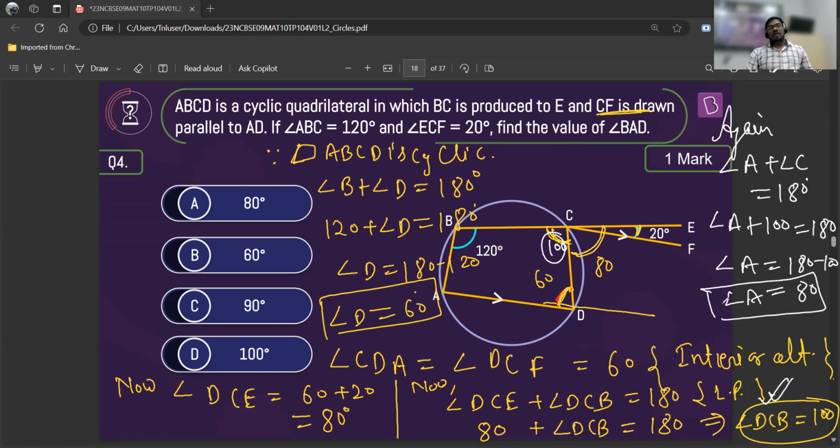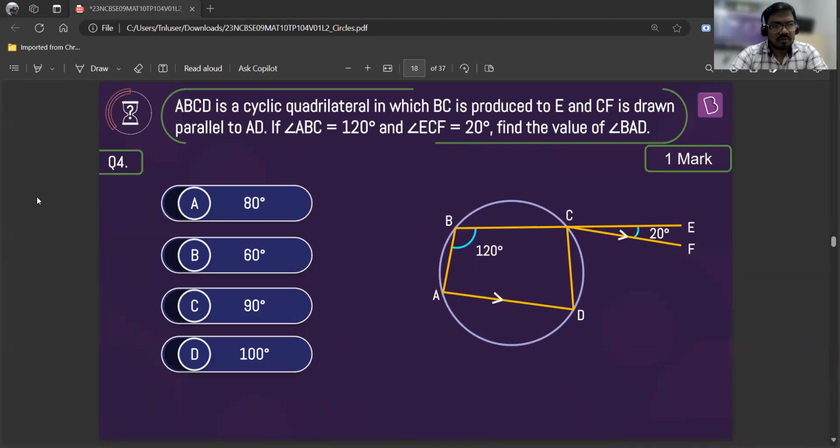So I hope you understood how to find this angle A is equal to 80. That means option A is correct. Is there any problem to anyone? All right. So please take note of this one. Then we will move on to the next question, right? All right. So let's move on to the next question.